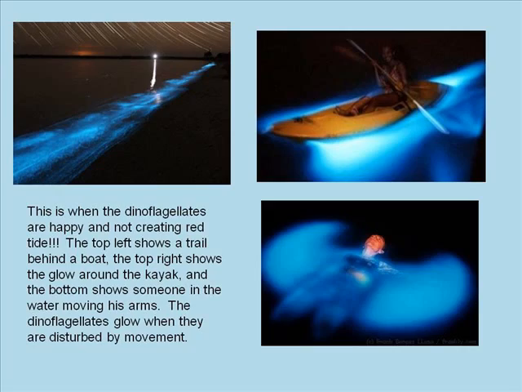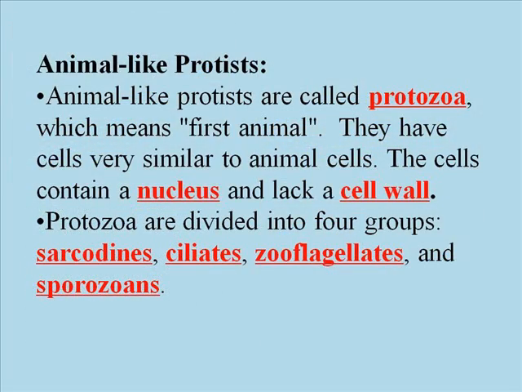The next group of protists are animal-like protists, and unlike the plant-like protists, which were autotrophs like plants, your animal-like protists are going to be heterotrophs like we are. They need to find food to get their energy. And we do call your animal-like protists protozoa, which if you look on the word wall means first animal. Scientists do believe that these may have been what evolved into our first animal life.